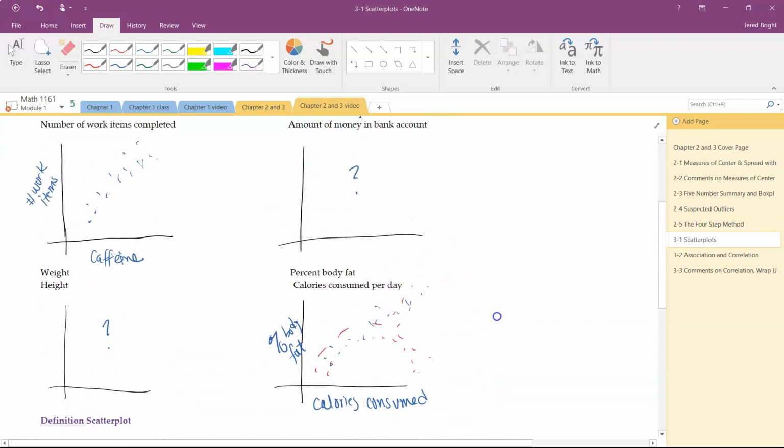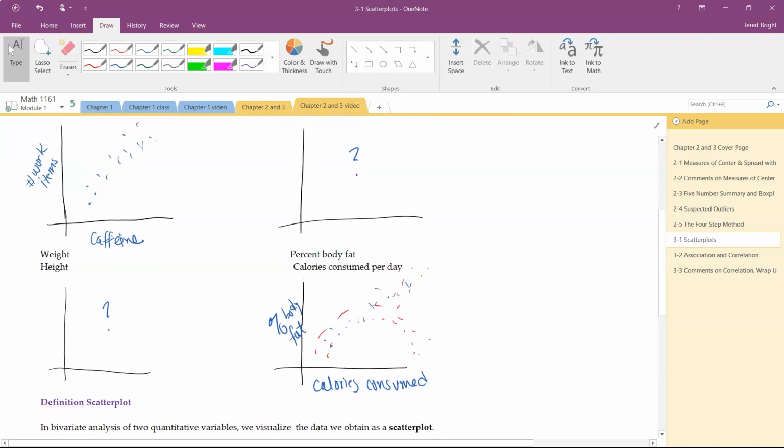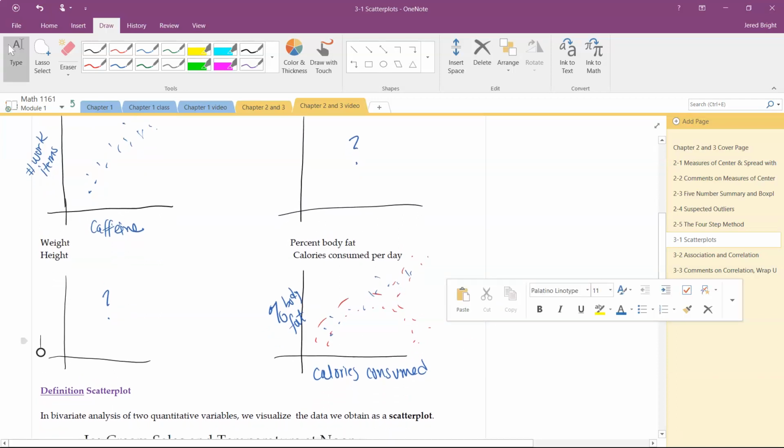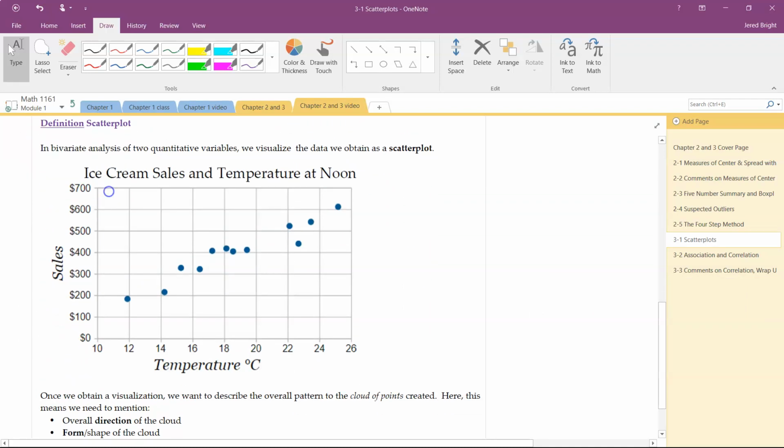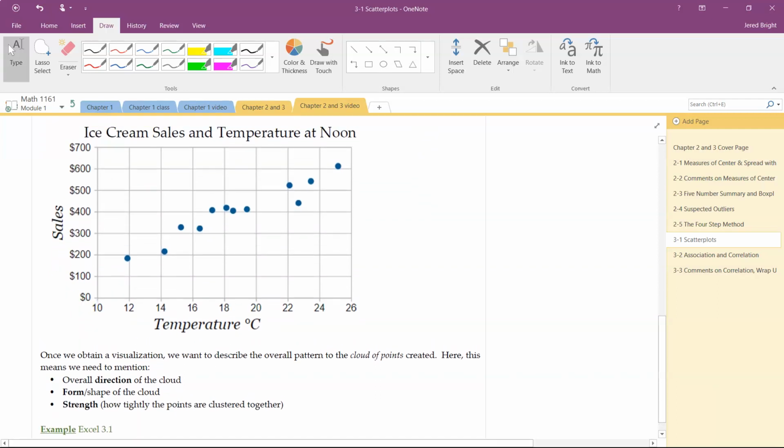Either way, the graph that I made ends up being a scatter plot. When we do bivariate analysis with two quantitative variables, we visualize it in a scatter plot. We put the explanatory variable along the horizontal axis, the response variable along the vertical axis, and then all the data points we visualize as an intersection on the grid for those two variables, and so we get a scatter plot. Here's an example about ice cream sales and temperature at noon. When we talk about a scatter plot, there are typically three things we mention in every description.